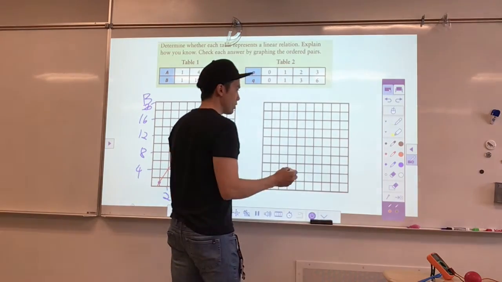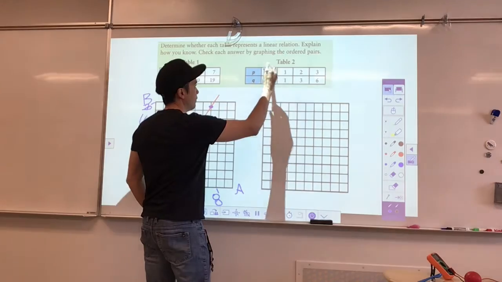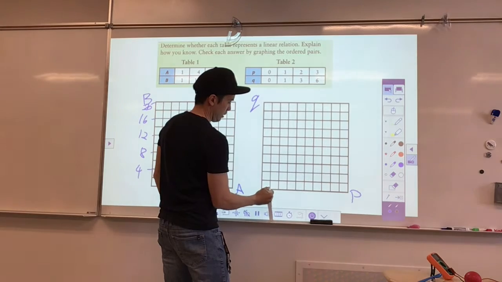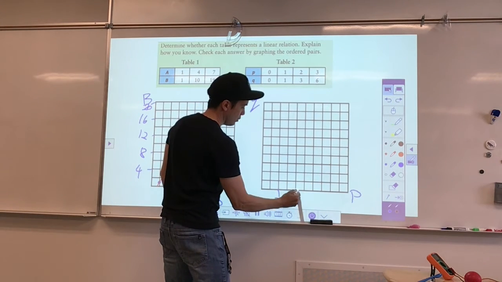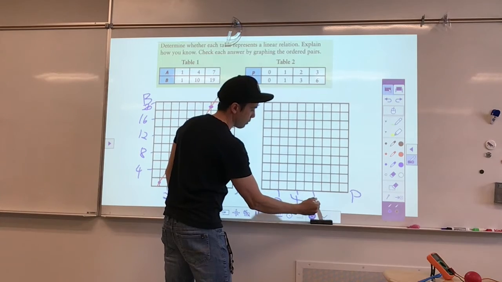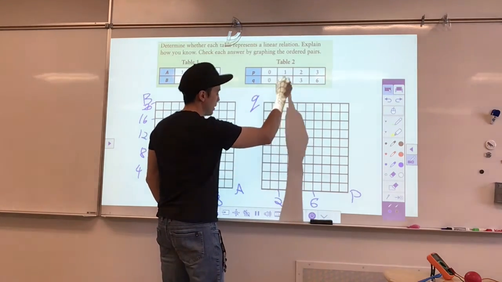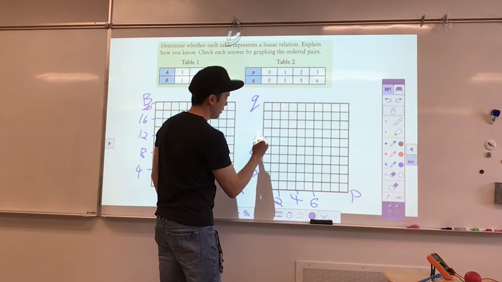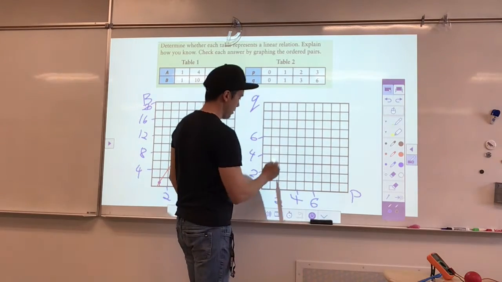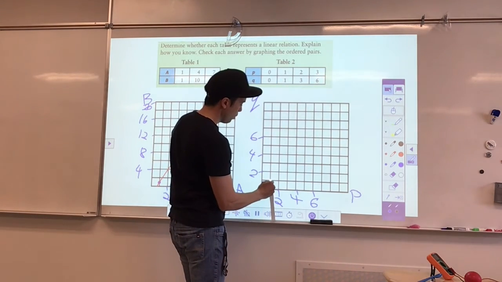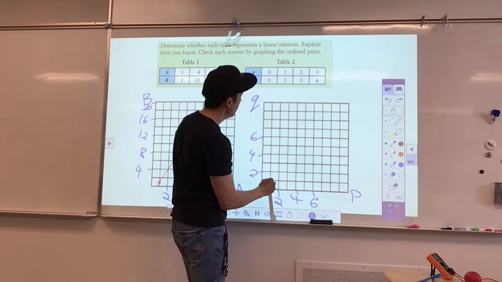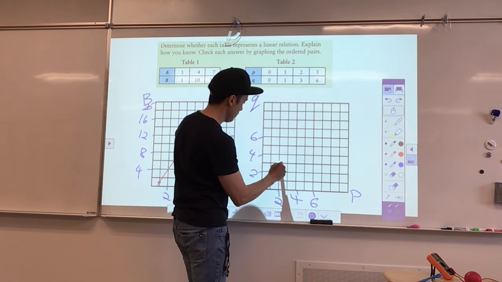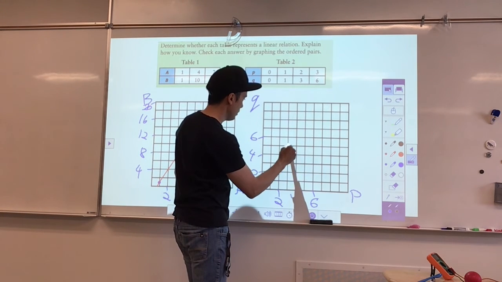Okay, my next one, I have some relationship between P and Q. Again, I'm going to go by ones. I don't want to label every single space, so I'm just skipping here. I'm going to do the same thing here, going up by ones, so it's 2, 4, 6. Okay, I'm going to plot the points. 0, 0; 1, 1; 2, 3; 3, 6.